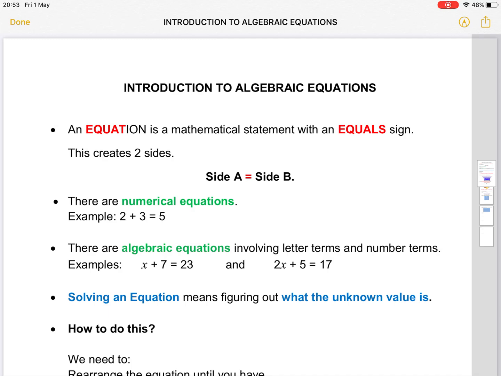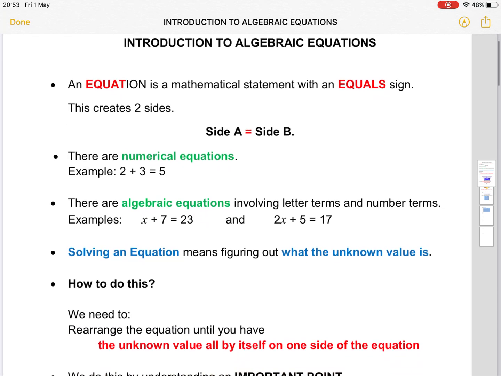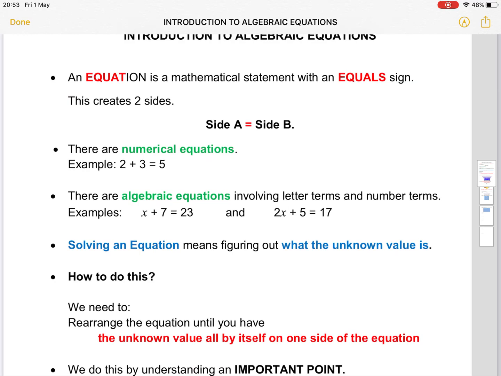For example, 2 plus 3 is equal to 5. They are called numerical because they contain only number terms. And there are algebraic equations which involve letter terms and may also involve number terms. For example, x plus 7 is equal to 23. We have the x as the letter term, and we have plus 7 and positive 23 as number terms.